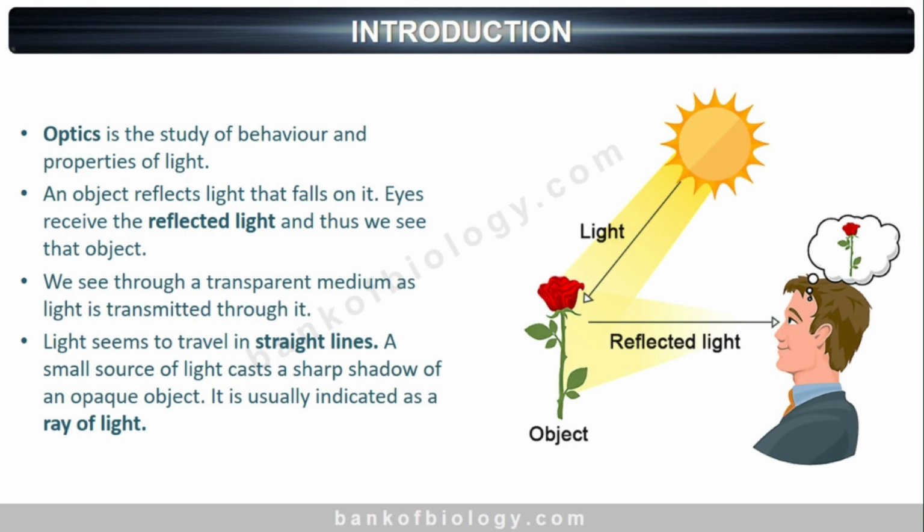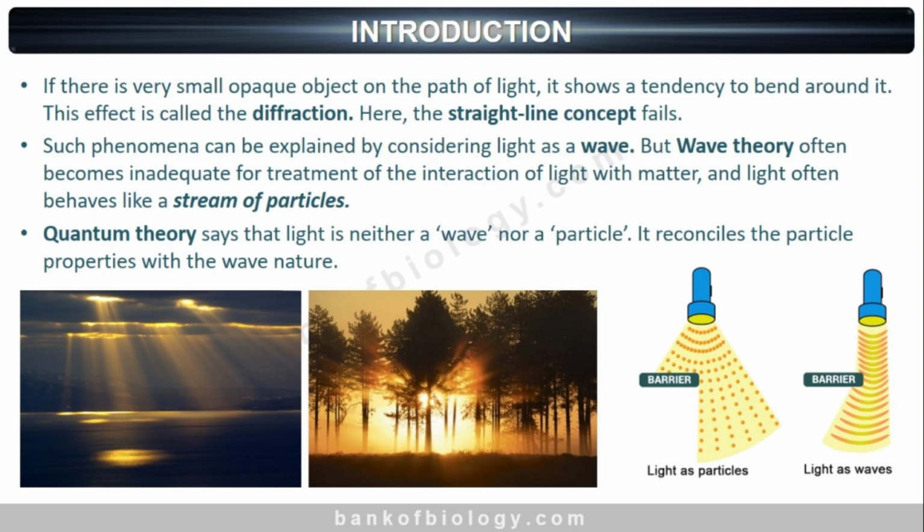Light seems to travel in straight lines. A small source of light casts a sharp shadow on an opaque object. It is usually indicated as a ray of light. If there is a very small opaque object on the path of light, it shows a tendency to bend around it. This effect is called diffraction. Here, the straight line concept fails.